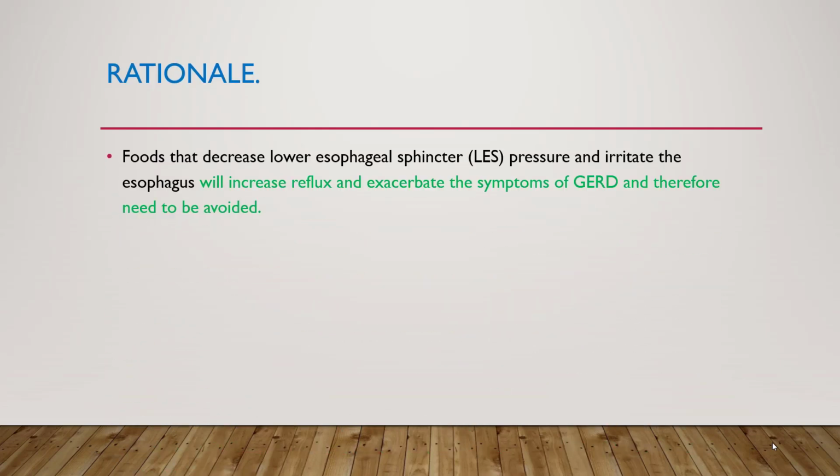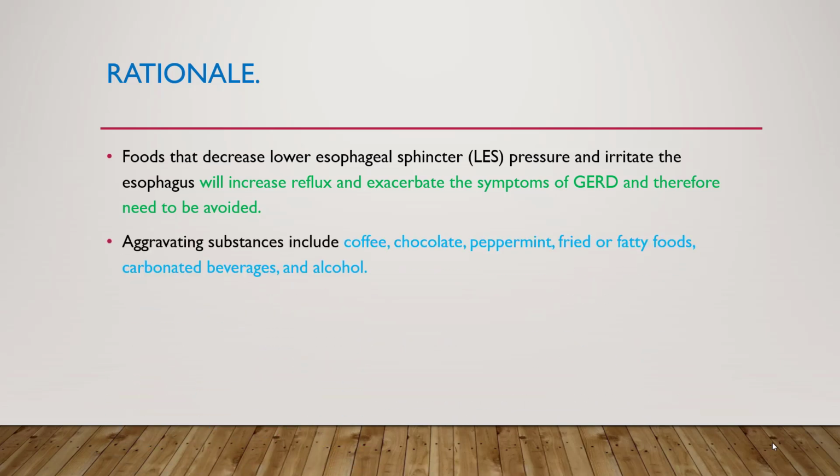Foods that decrease lower esophageal sphincter pressure and irritate the esophagus will increase reflux and exacerbate the symptoms of GERD and therefore need to be avoided. Aggravating substances include coffee, chocolate, peppermint, fried or fatty foods, carbonated beverages, and alcohol. Options D and F do not promote this effect.